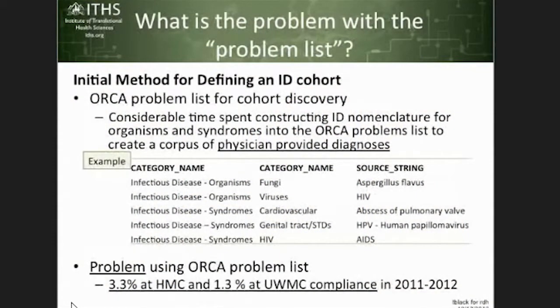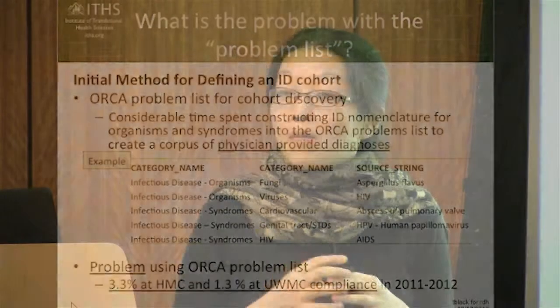We're still investigating. So let me explain what the problem is with the problem list. Bob's vision of defining the cohort was that he wanted to use physician-provided diagnosis for infectious disease, because the ICD-9 codes entered by billing he thought were notoriously faulty, and he didn't want to trust that. So he wanted his fellows and attending doctors to use what's called the problem list on ORCA, Cerner EMR, to go in every time they see a patient and enter a physician diagnosis: this person had this disease in this area.